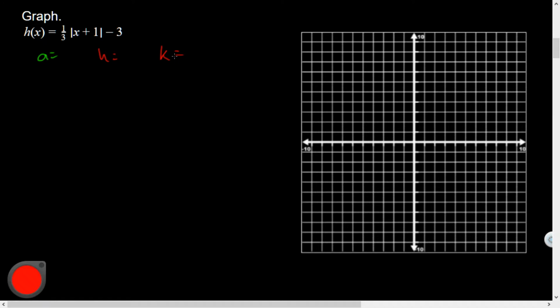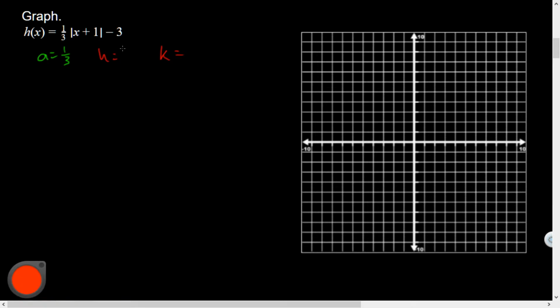So, yeah, that one, sorry, isn't on your page, this was just a late add-in. So just visually follow along. Don't even write this one down. A, H, and K. What's the A? What number is in front of my absolute value? Yeah, the 1/3.